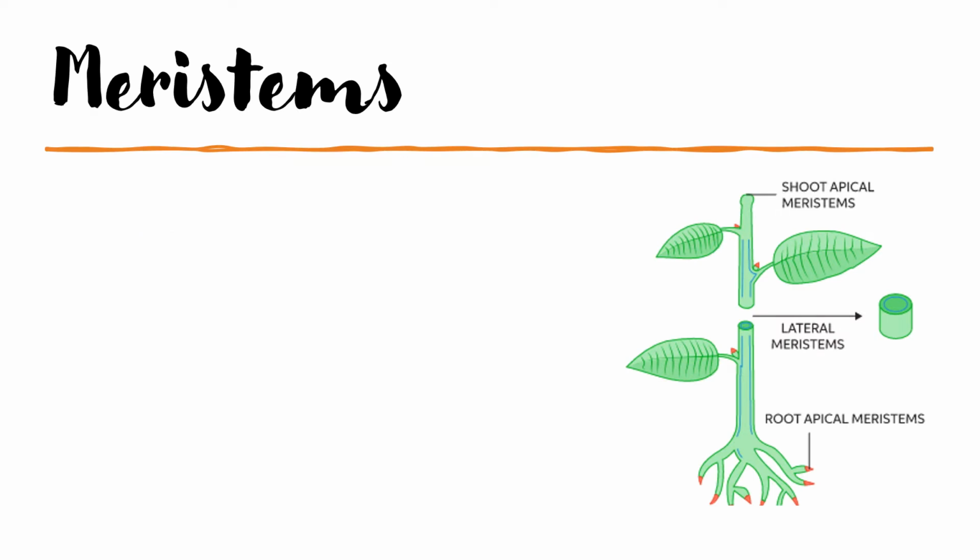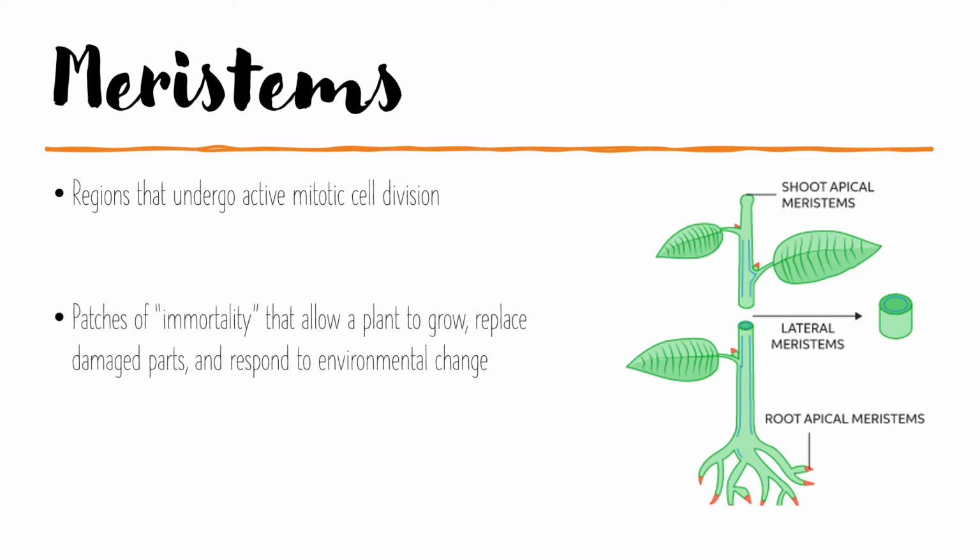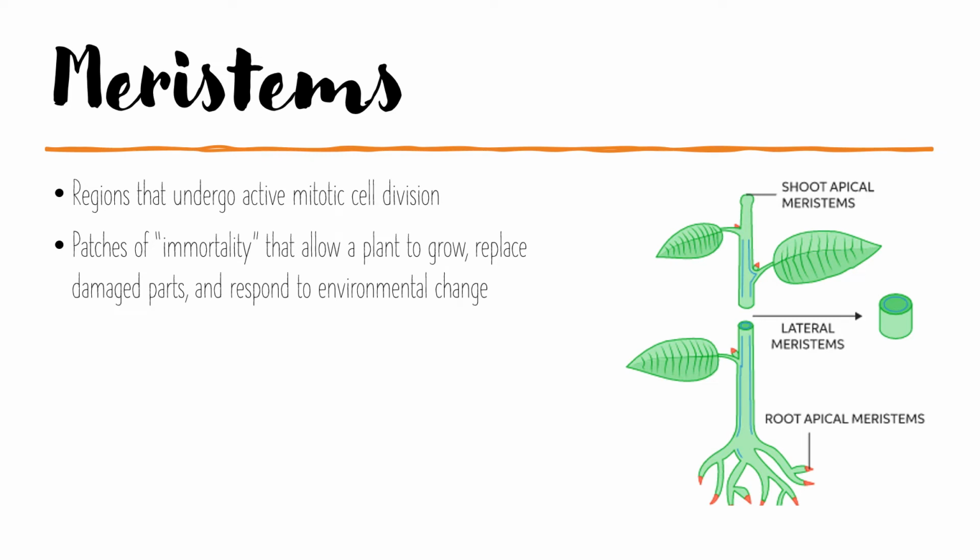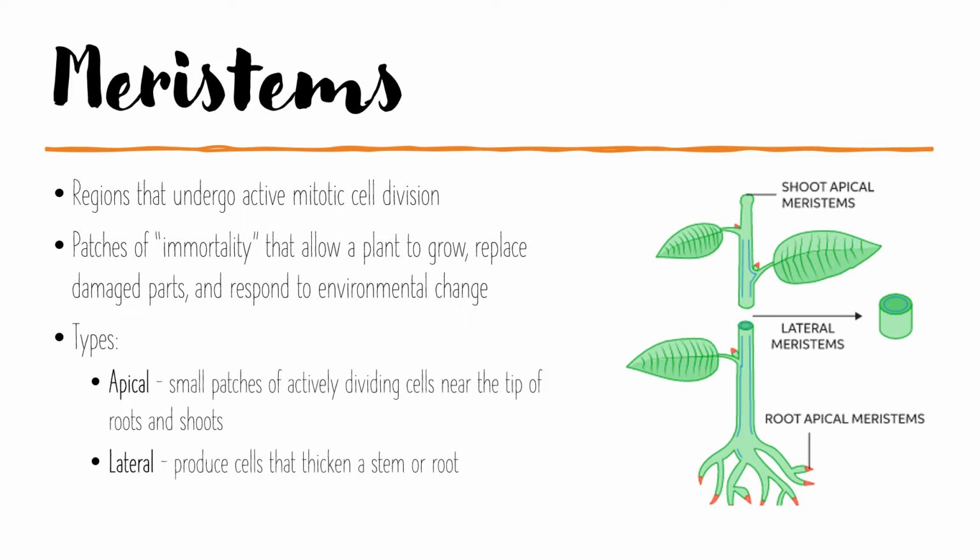All of plants' new cells come from meristems, which are regions that undergo active mitotic cell division. Meristems are patches of immortality that allow a plant to grow, replace damaged parts, and respond to environmental changes. Most plants have two main types of meristems.